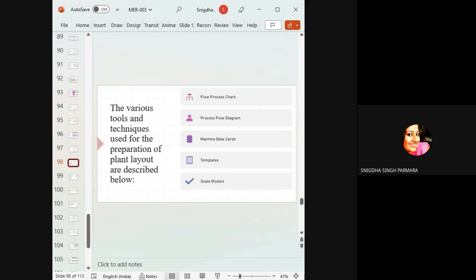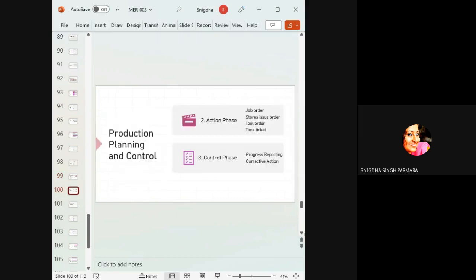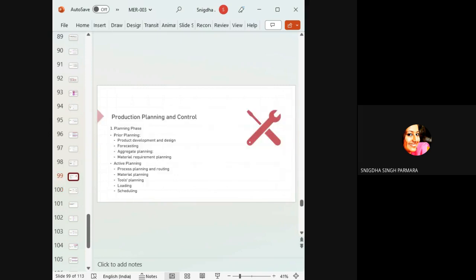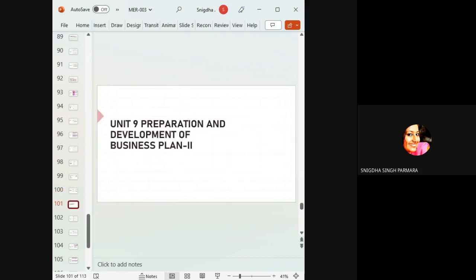Scale models are wherein measurements or dimensions could be taken easily. So you need to have product planning and controlling, wherein planning could be done, action could be taken, and control of machinery or the process of production could be adhered to or could be carried out smoothly.